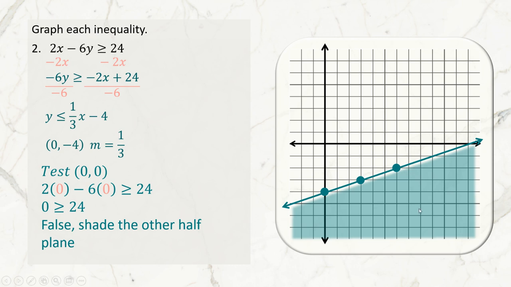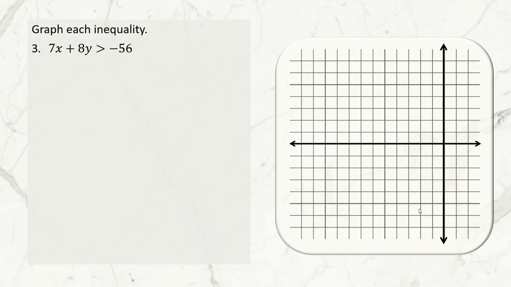So if it's false, you want to shade the half of the plane that does not contain the point that you picked. Okay, so let's look at number 3. We have 7x plus 8y is greater than negative 56. Again, we want to add or subtract our x. We're going to subtract 7x in this case. So we'd get 8y is greater than negative 7x minus 56.